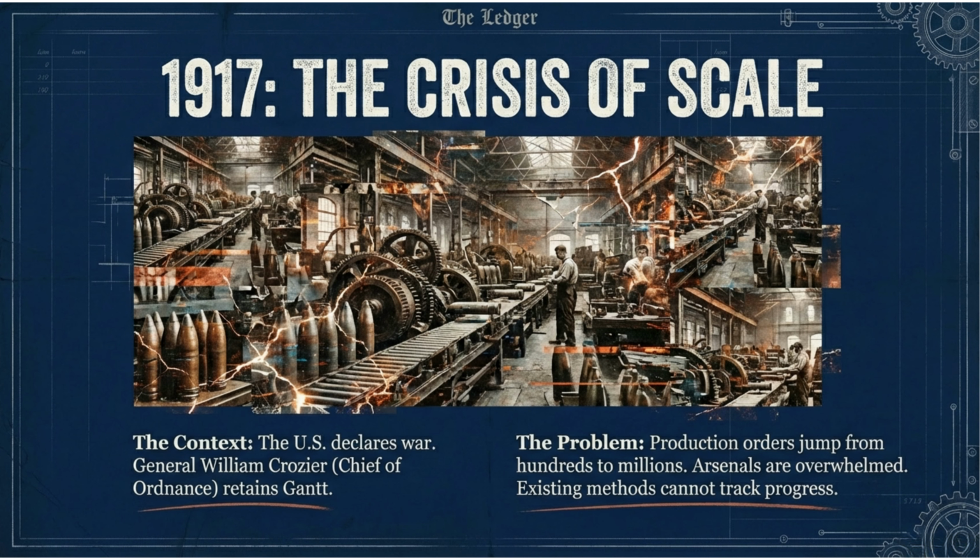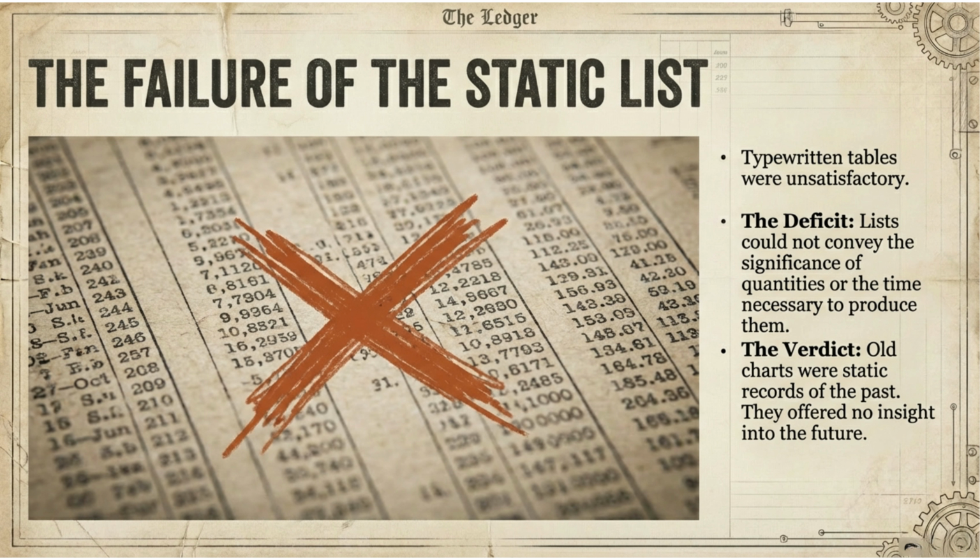Let's see what Gantt came up with. Before Gantt could solve the problem, he first had to diagnose what wasn't working. And the culprit? The humble typewritten table. Now, tables aren't inherently evil. They have their place. Spreadsheets, financial reports, your aunt's recipe collection. But for tracking dynamic, time-sensitive production at massive scale, utterly useless.